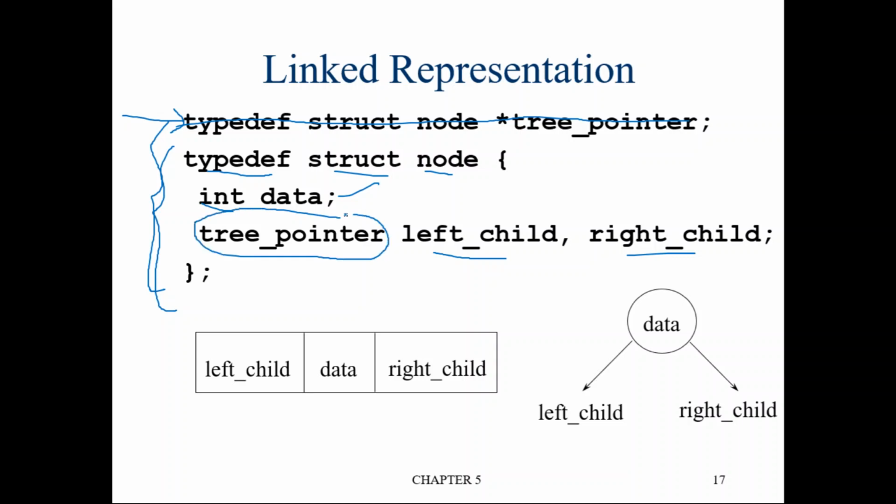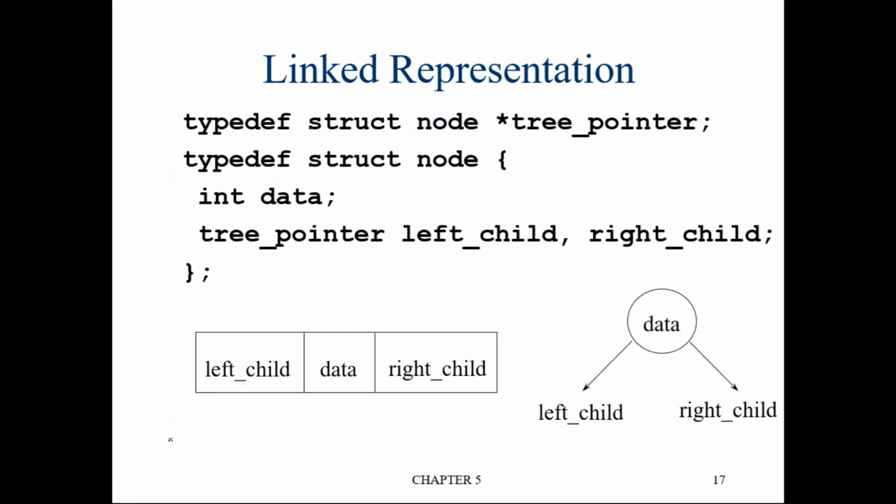But what is a tree pointer? It's not a predefined data type, it is a user defined data type. Tree pointer is a pointer. So this is how tree pointer is defined: star tree pointer. It's a pointer to what? Struct node. It's a pointer to struct node.